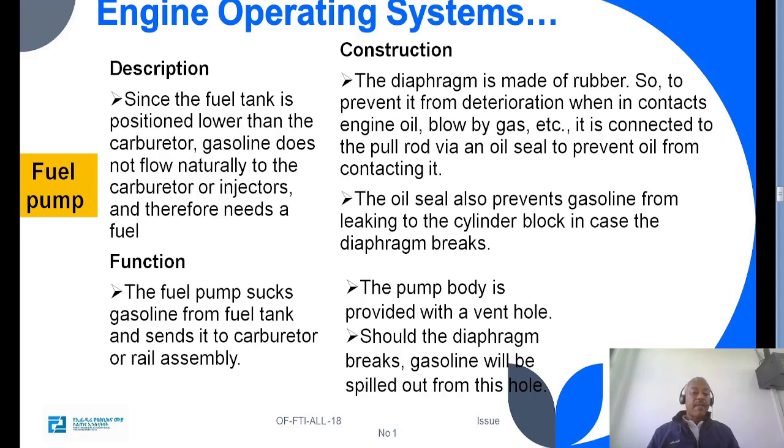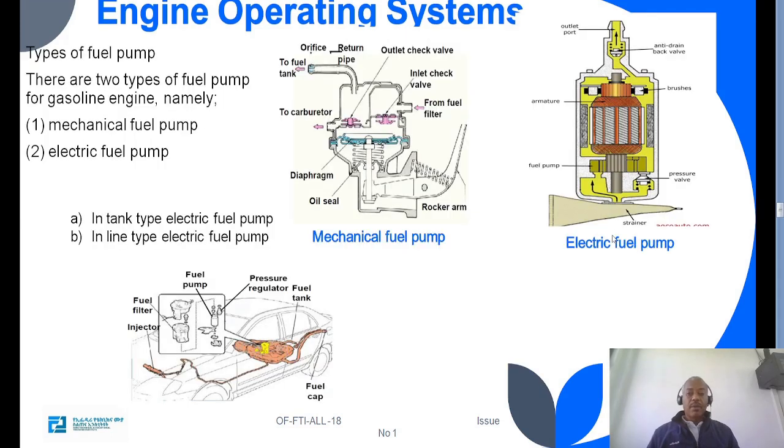Construction. The diaphragm is made of rubber, so to prevent it from deteriorating when in contact with engine oil, blow-by gas, etc., it is connected to the pull rod via an oil seal to prevent oil from contacting it. The oil seal also prevents gasoline from leaking to the cylinder block in case the diaphragm breaks. The pump body is provided with a vent hole. Should the diaphragm break, gasoline will spill out from this hole.